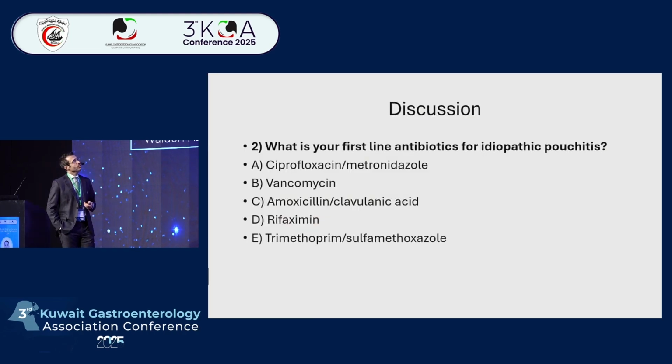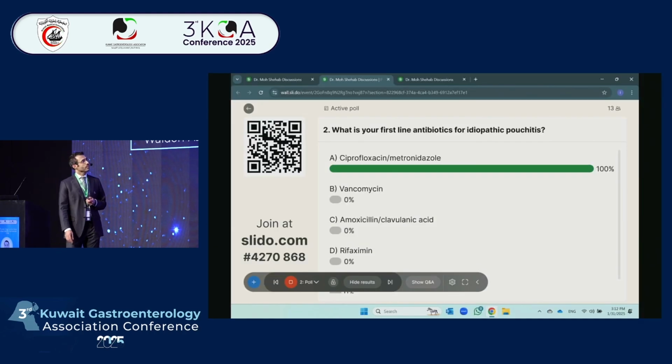So the second question is, what is your first-line treatment for idiopathic pouchitis? Which antibiotic would you use? Can we vote? Voting, any voting back there? Okay, this is an easy one. The majority will choose ciprofloxacin and metronidazole. And why is that? Can you stop the vote?